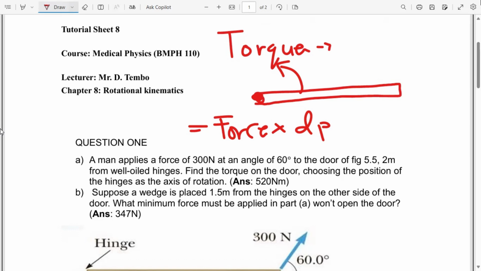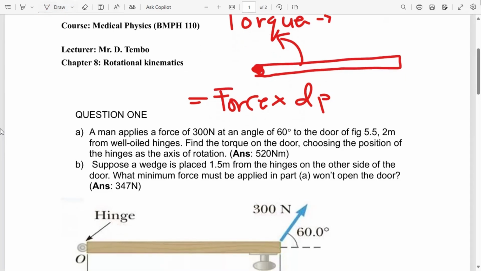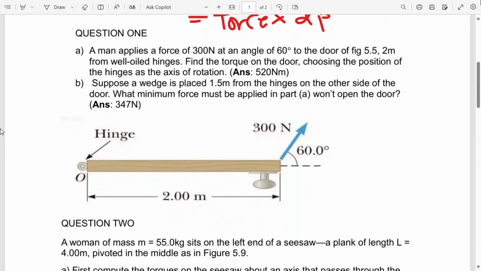So we're going to see how this particular torque or moment of a force is actually applied in different scenarios in physics, starting from seesaws. We'll look at how it is also used in muscles when lifting weights, and many other applications. So without wasting much time, let's go straight into question one.